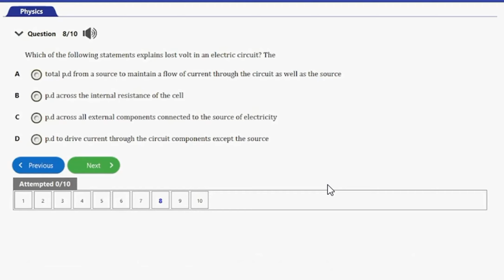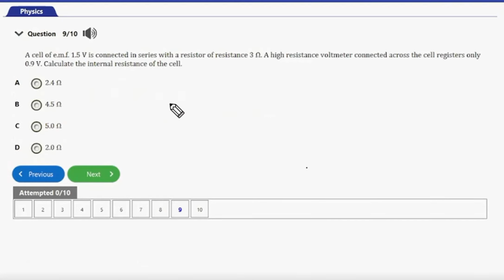So guys, lost volts in an electric circuit refers to the potential difference across the internal resistance of the cell. This is because when the current flows through the circuit, some energy is lost as heat due to the internal resistance of the cell. So this energy that is lost is represented as lost volts. And guys, the answer to this question based on this is option B, the potential difference across the internal resistance of the cell. So that's it for this question. Let's go ahead and consider the next question, guys. So that's question number 9 here, guys.